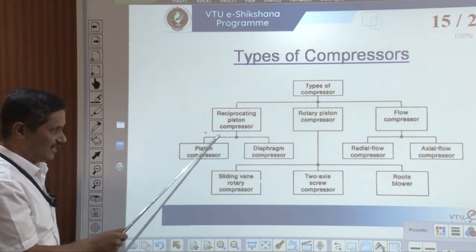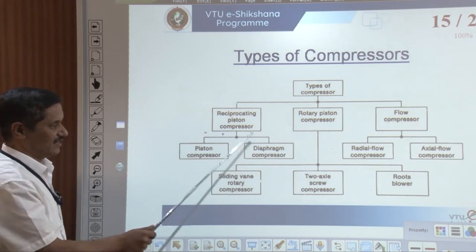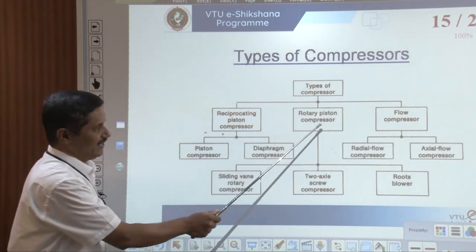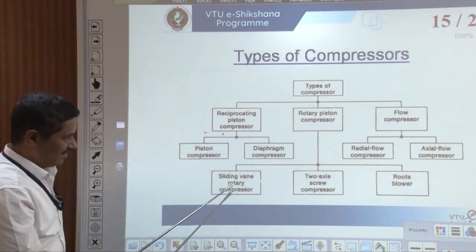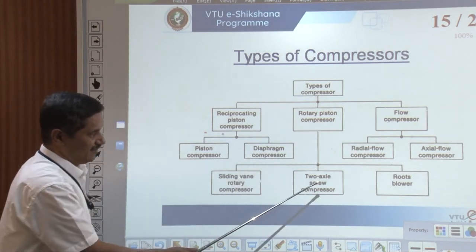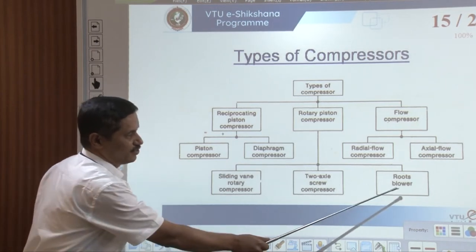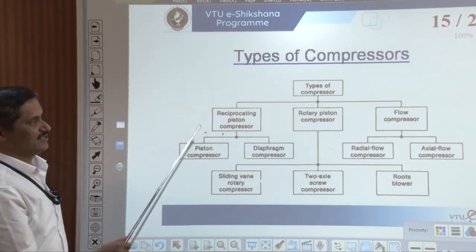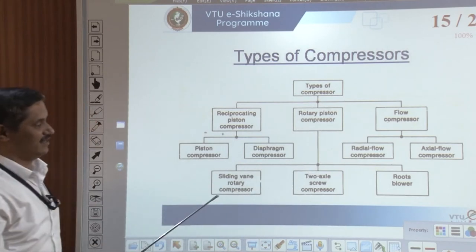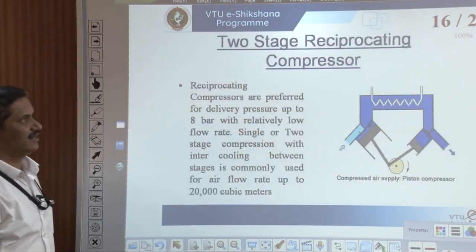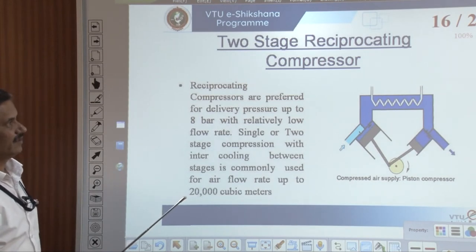There are three types which can be considered here in the reciprocating. And in the rotary, we can have a sliding vane rotary type, two axle screw type of compressors, and roots blower. So, this is the classification that we can make, and accordingly you can select the types of compressors.